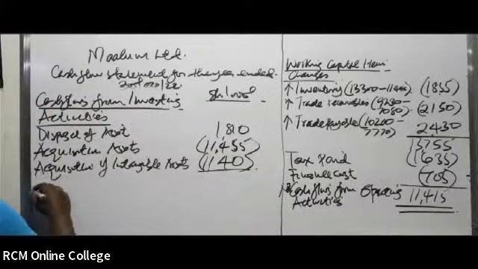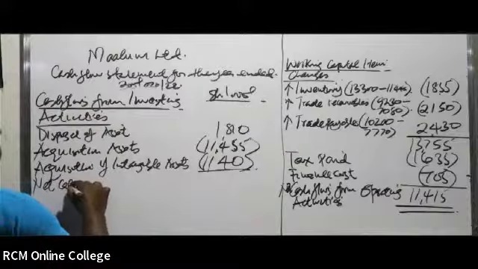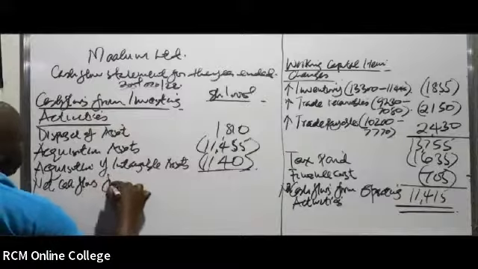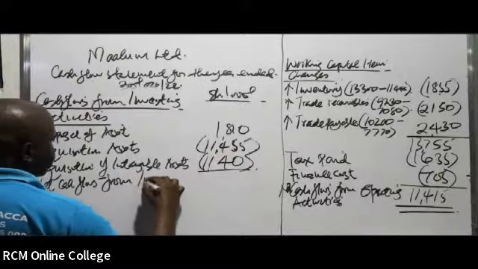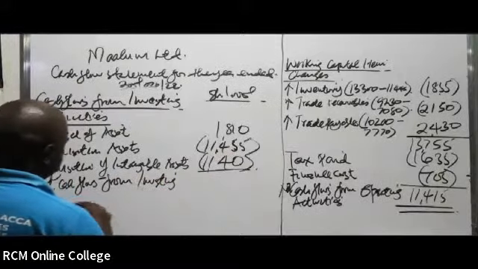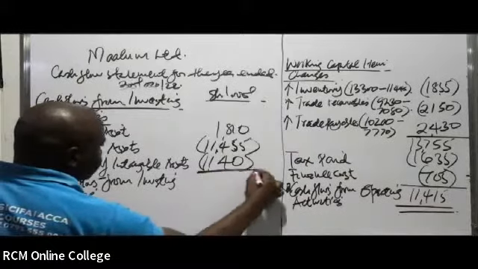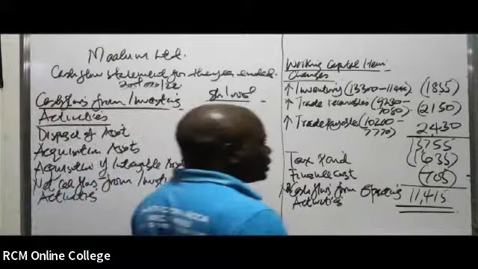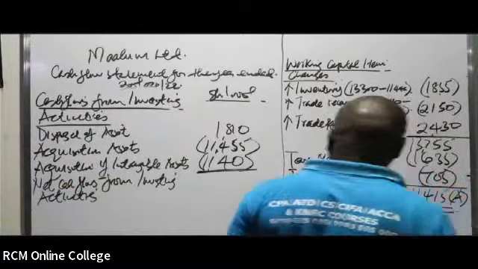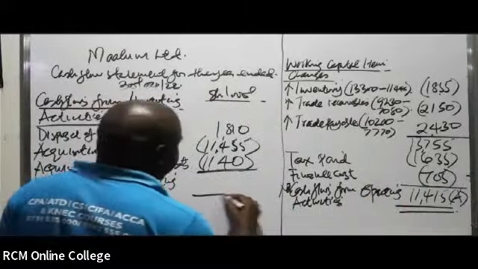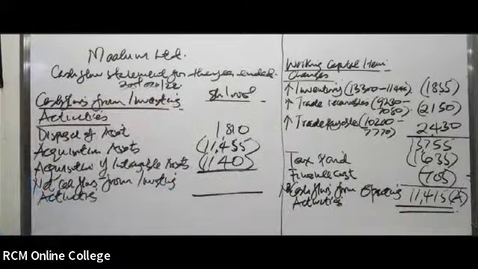So you'll be able to get the net cash flows from the investing activities. You can add that one.